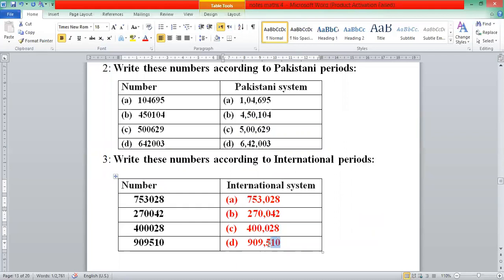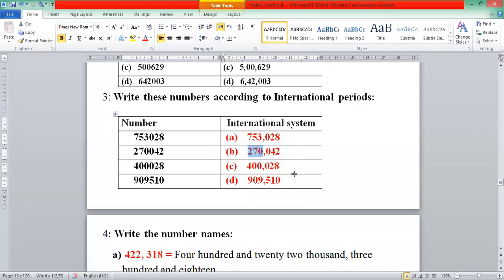And how do we read these numbers? The first one, 753,028, 270,042. Similarly, 400,028, 909,510.